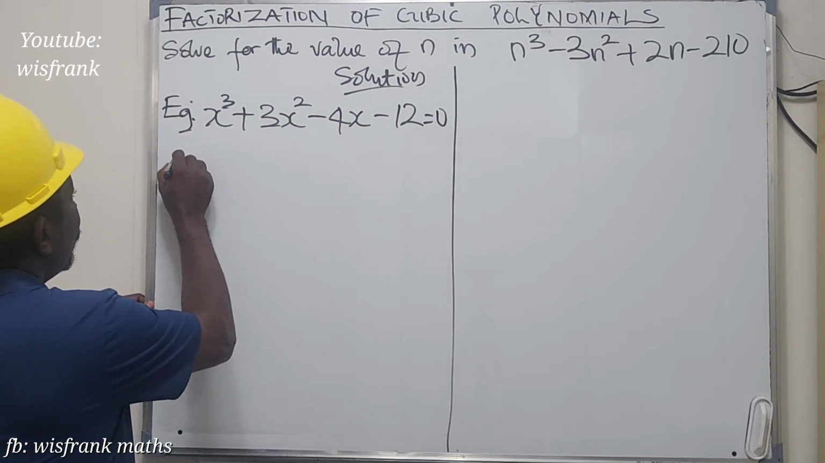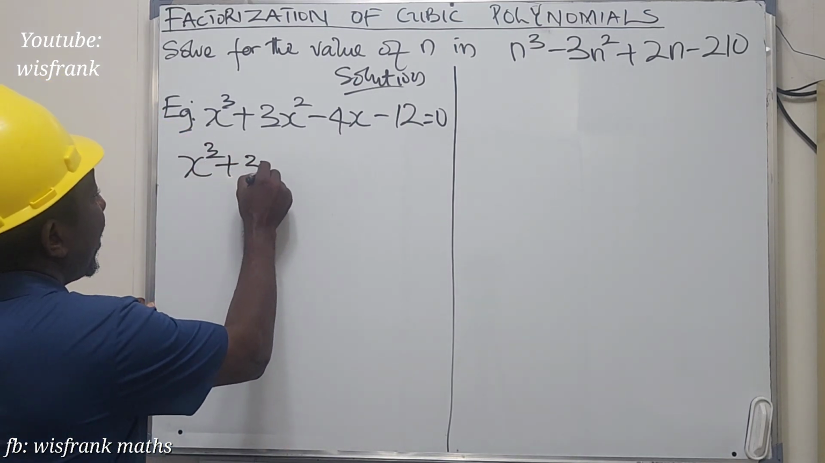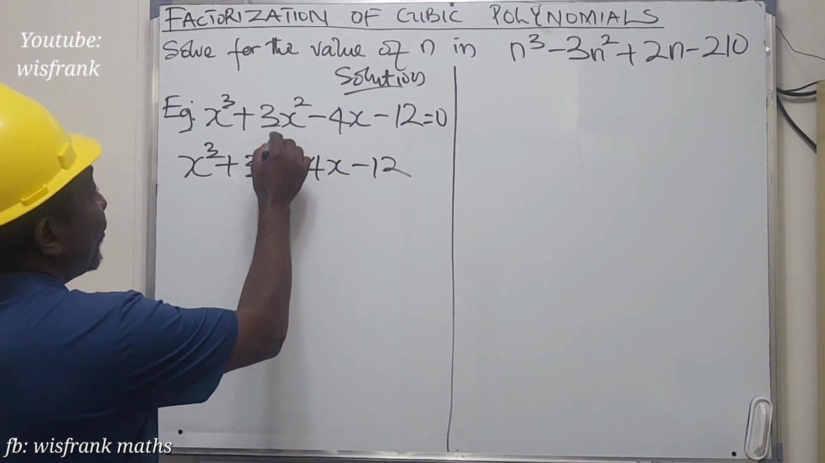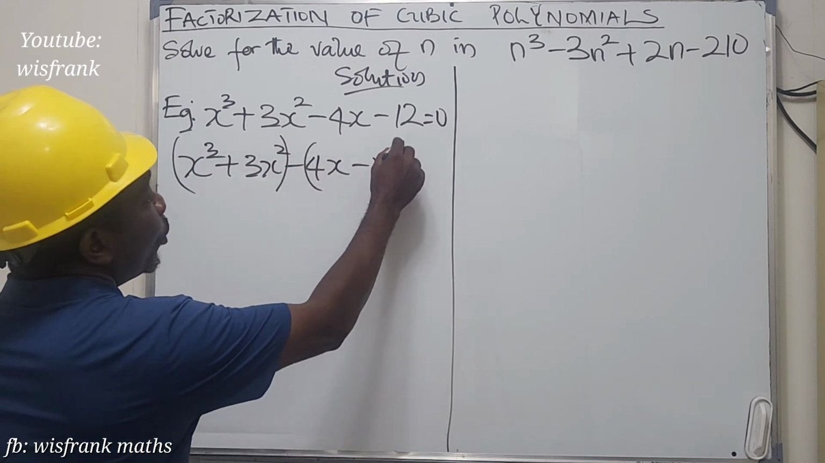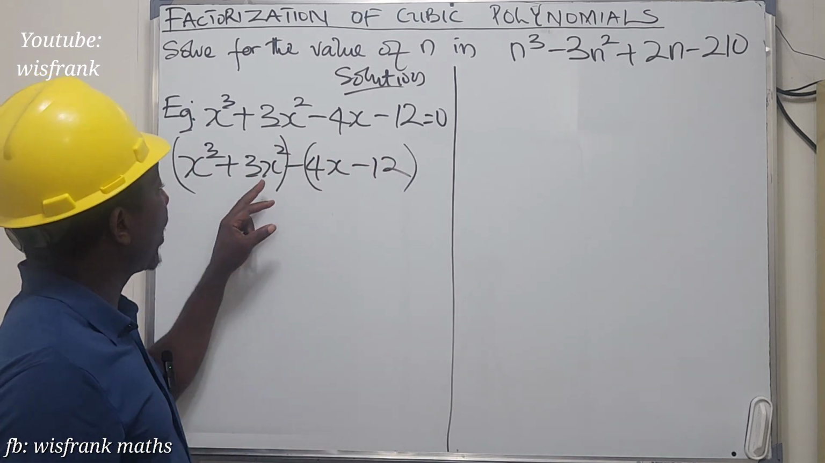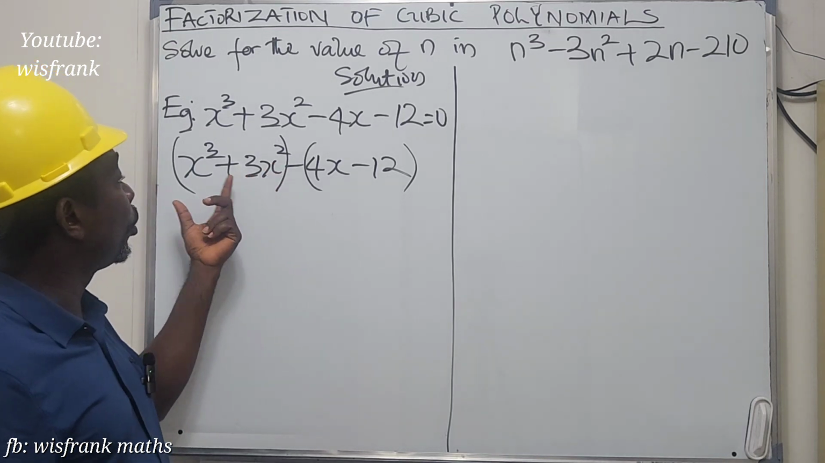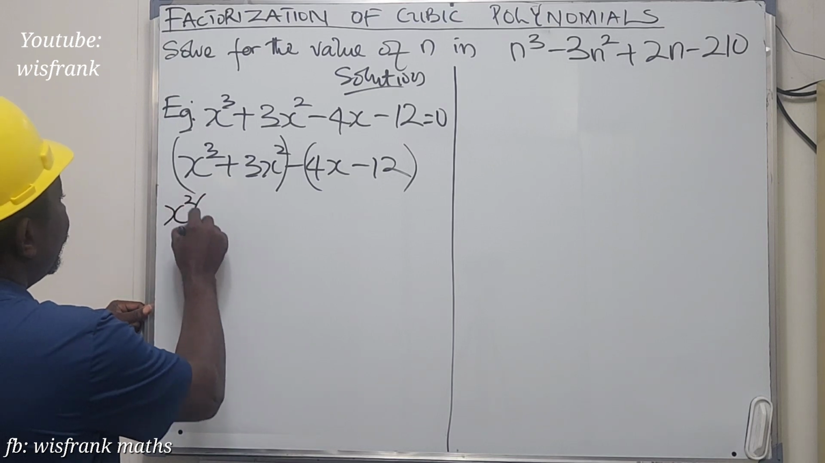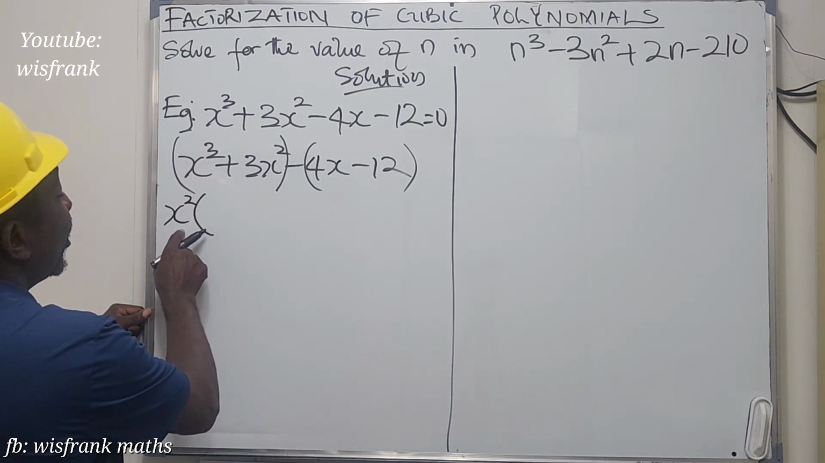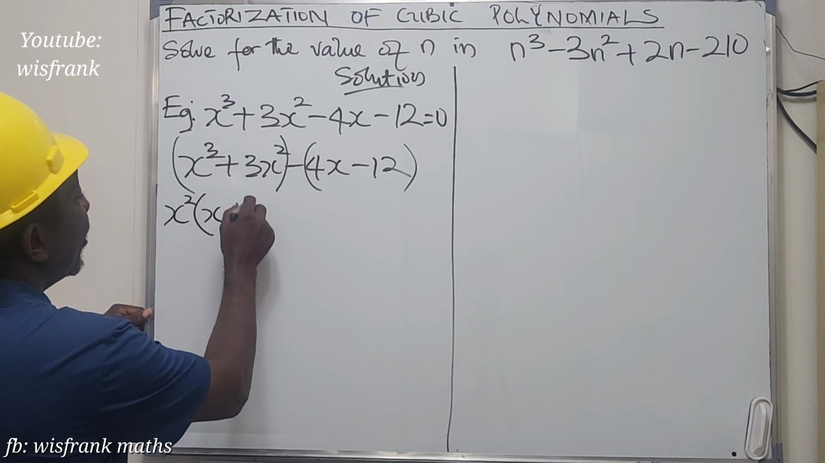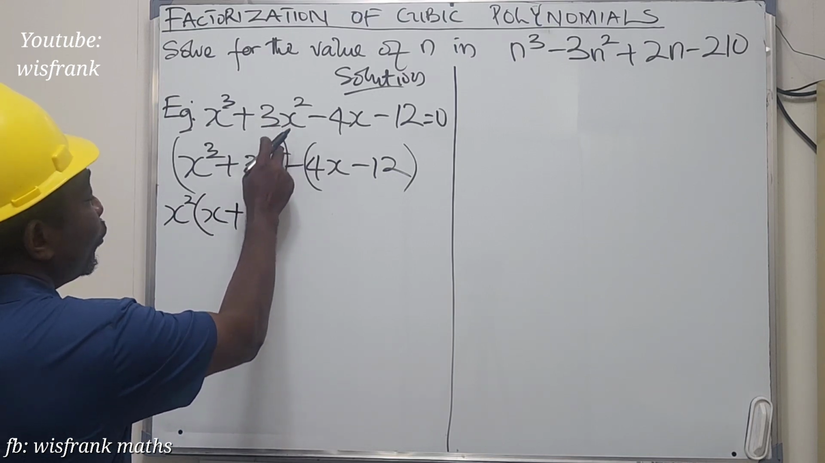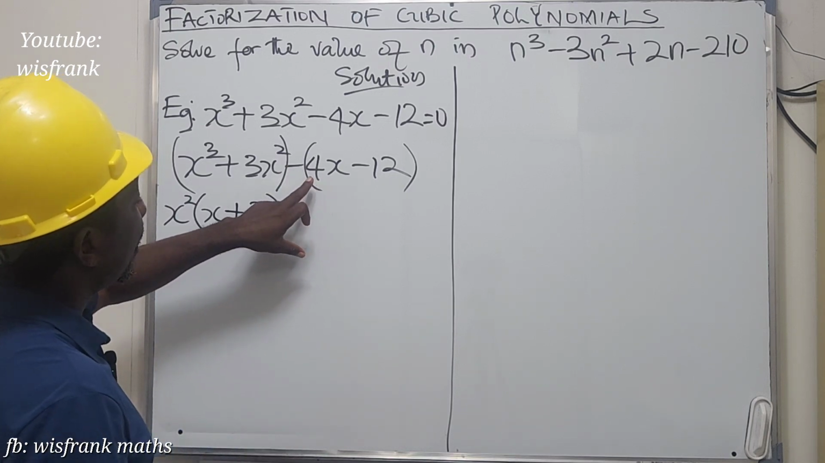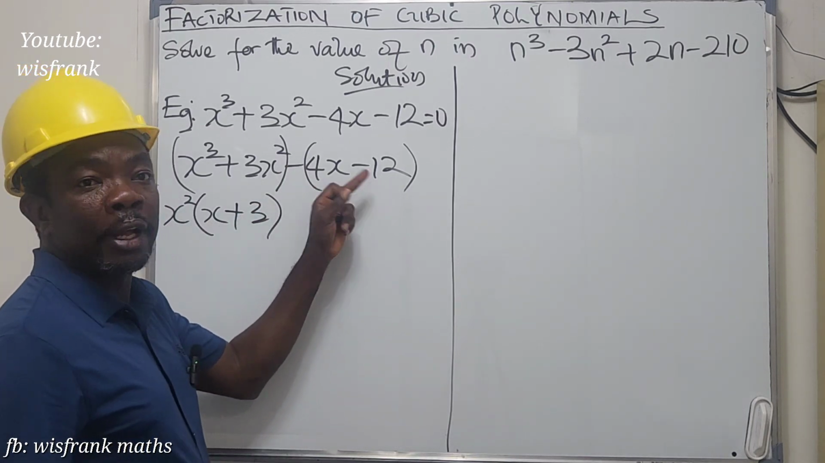So this will become x to the power of 3 plus 3x to the power of 2, minus 4x minus 12. Grouping by factorization, we group this and we also group this. Here, x to the power of 2 is common to x to the power of 3, so we factor it out. So we have x to the power of 2. If we divide x to the power of 3 by x to the power of 2, it gives us x. Then we divide 3x to the power of 2 by x to the power of 2, which gives us 3. Here 4 is a factor of 12 and 4x.